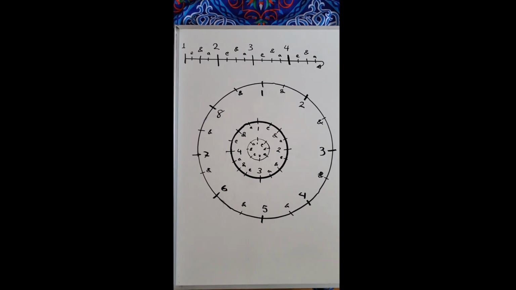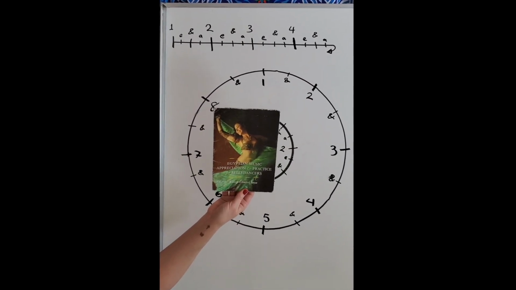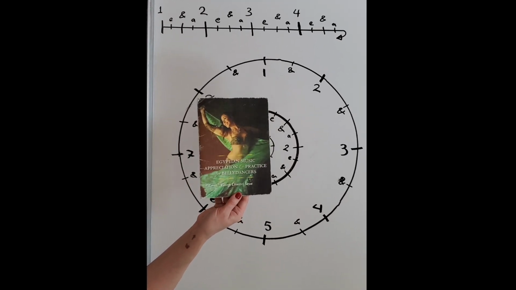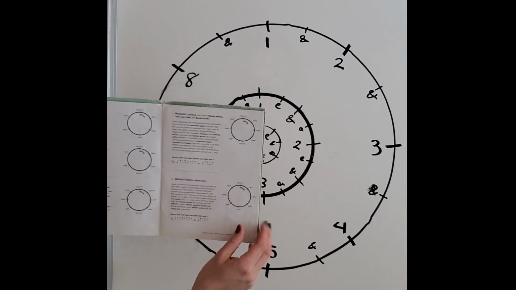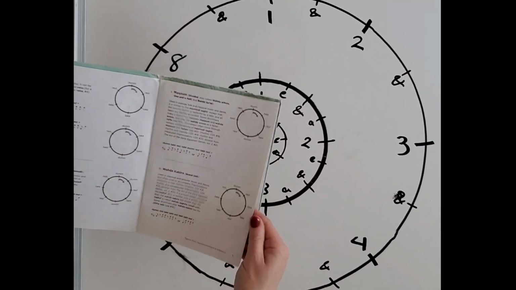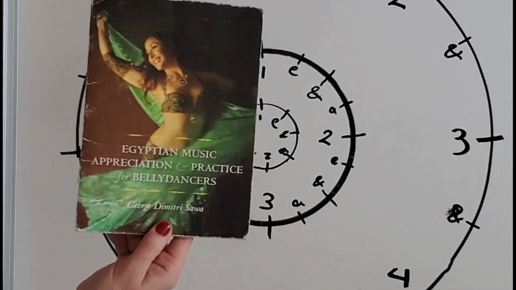The most helpful method for me is the method in Dr. George Dimitri-Sawa's Egyptian Music Appreciation and Understanding for Belly Dancers, and it's the medieval circular notation method, which is what we'll show here. There's also a lot of other great information in here, so I highly recommend this resource.